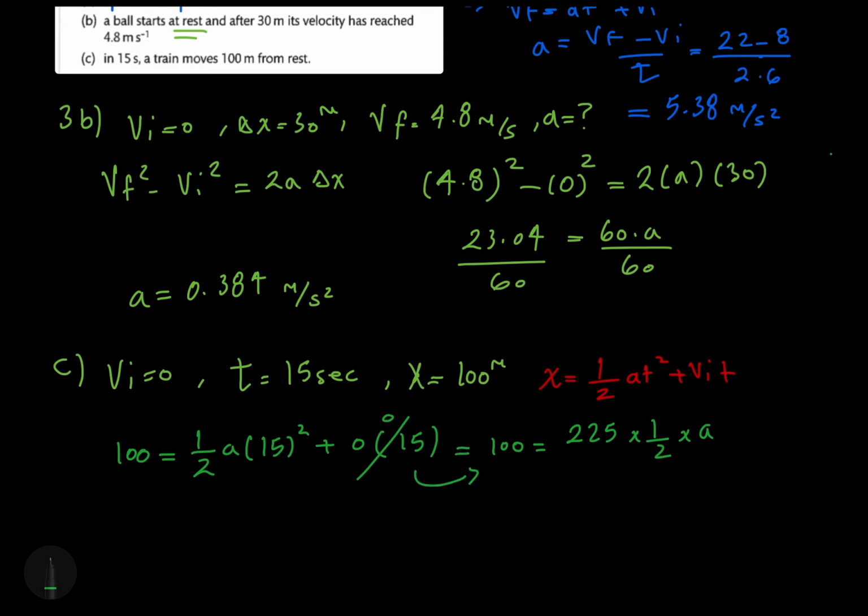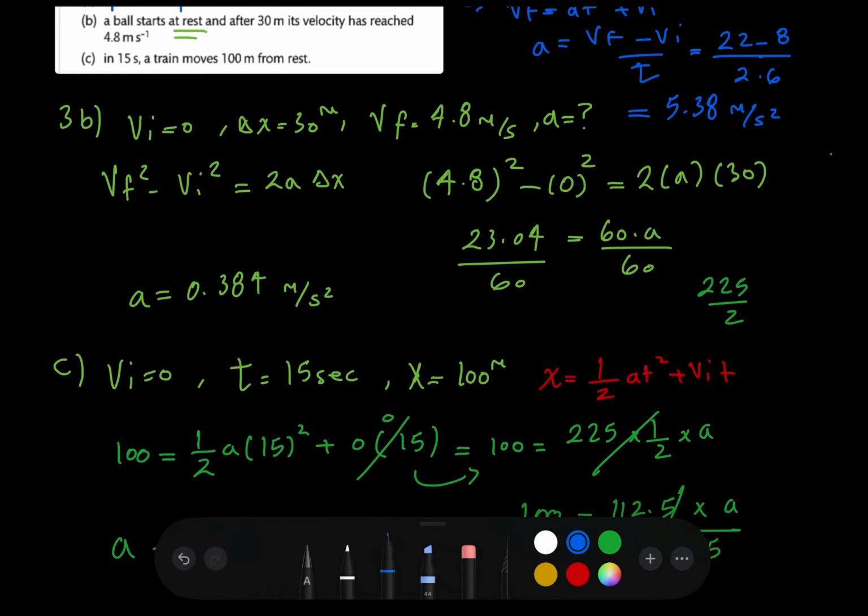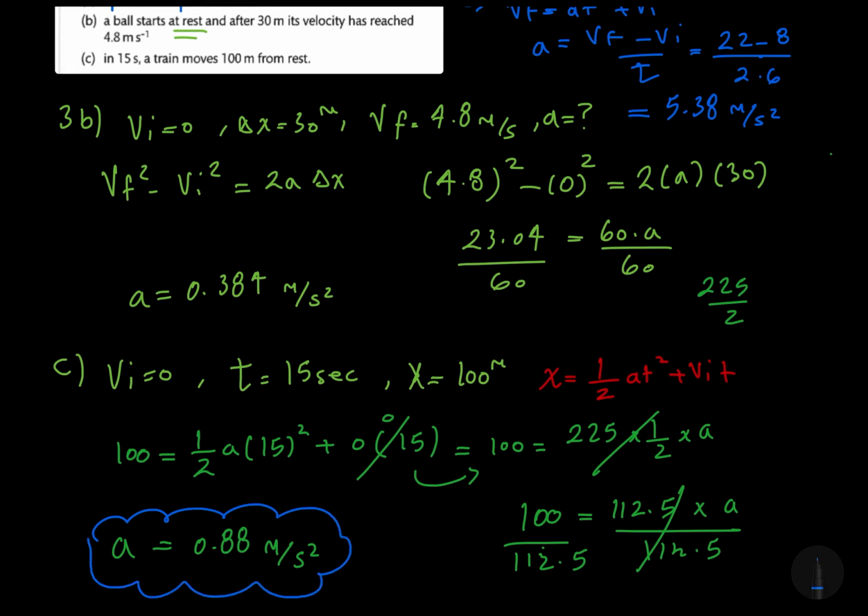All right, so 225 should get divided by 2, because that's what happens when you multiply 225 by 1/2. You just get 225 divided by 2, and that gives us 112.5. So 100 equals 112.5 times acceleration. In order to find acceleration, we just have to divide both sides by 112.5. So acceleration is simply 100 divided by that, and the answer is 0.88 meters per second squared. That's it. That's going to be the answer for this question.